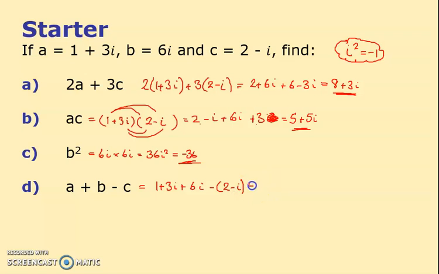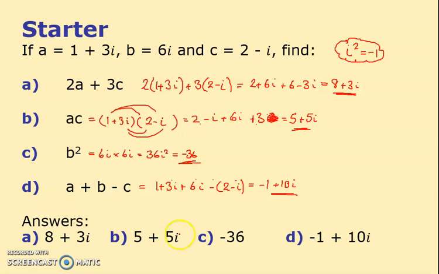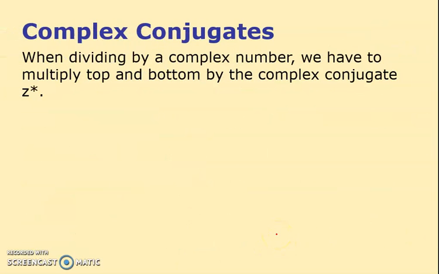That's the only hard thing about this. Make sure you don't make a dark mistake with the minus or minus. So 1 minus 2 is minus 1 for the real part, and for the imaginary parts we've got 3 plus 6 is 9i, minus a minus is another one, plus 10i, I think. Yeah, the right answers, let's check. Yeah, so I've got all of those right. So the starter's done, and now let's look at complex conjugates.